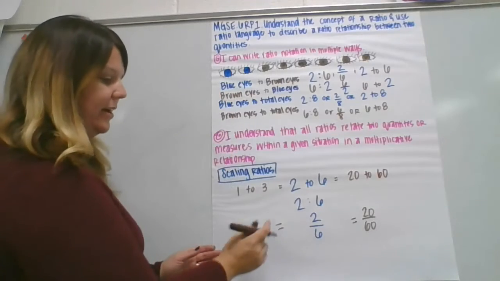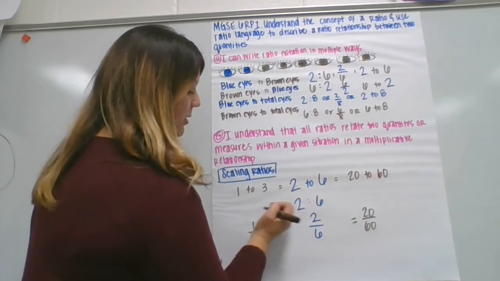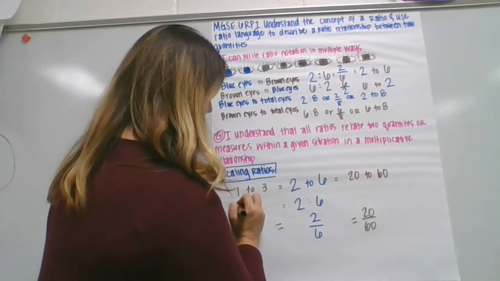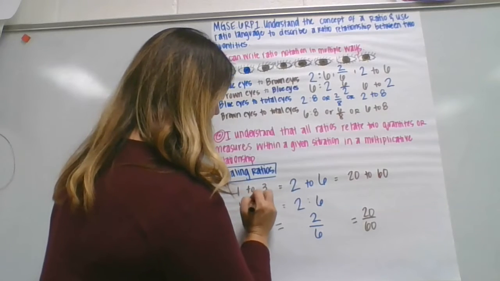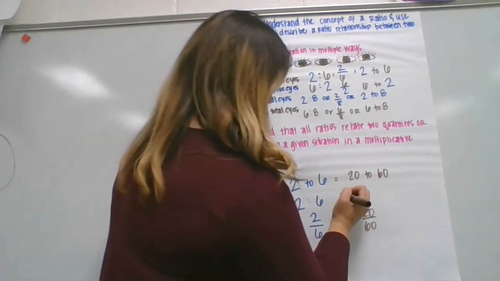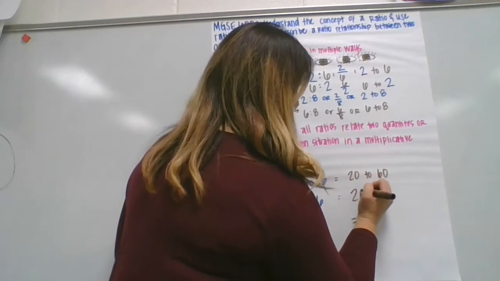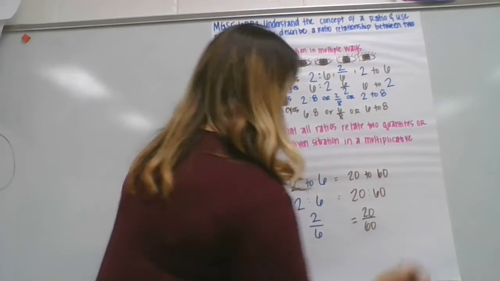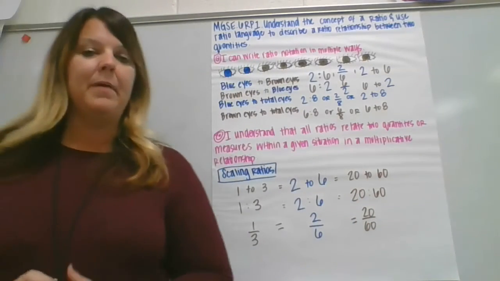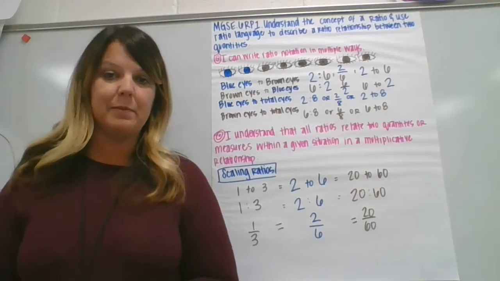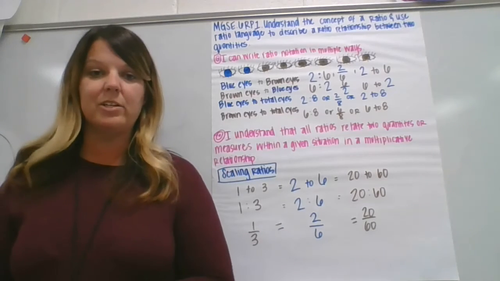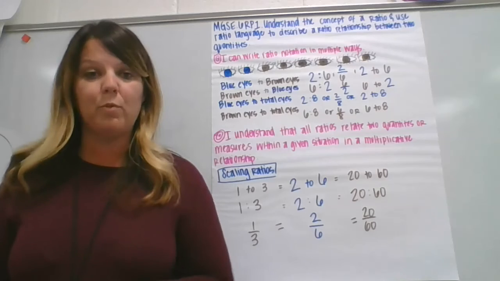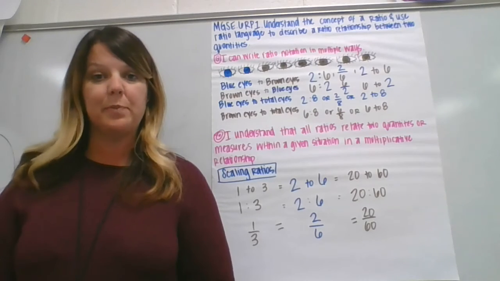Okay, and same here, multiply both numbers, 1 to 3 and 20 to 60. So basically, we can scale them as we need to fit the context of the problem. Basically, this standard is just understanding the terminology of what a ratio is and how to express it.